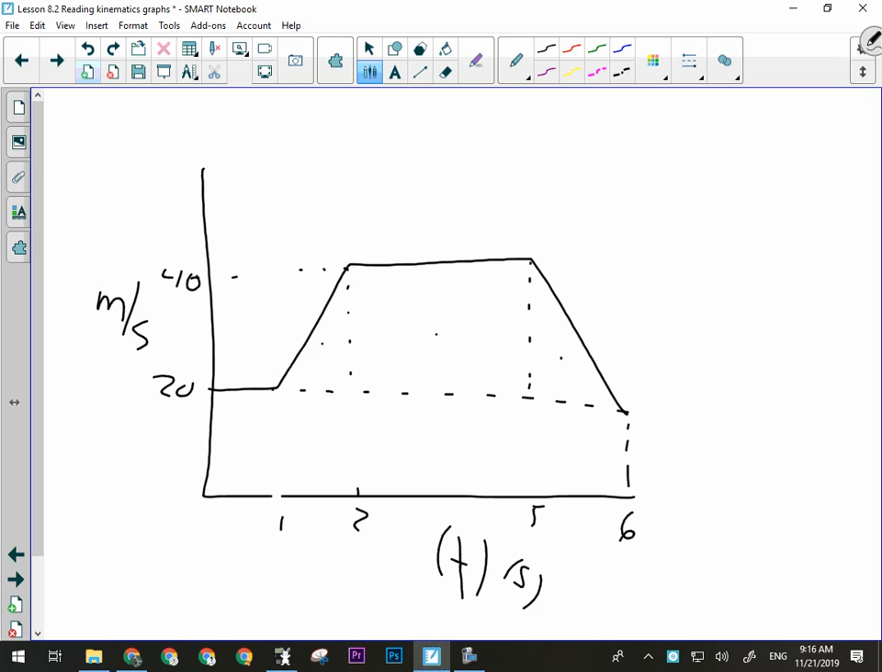All right, so if we're looking at the total displacement here, for the rectangle it would be 6 times 20, which is 120 meters. Okay, this triangle here has a height of 20 and a base of 1, so 20 times 1 is 20, over 2 is 10. Okay, this rectangle here has a height of 20 and a base of 3, so it would be 60 meters. Okay, this triangle here is the same as this one, so it'll be 10 meters. I add all those up, so 200 meters. Okay, that would be my total displacement.